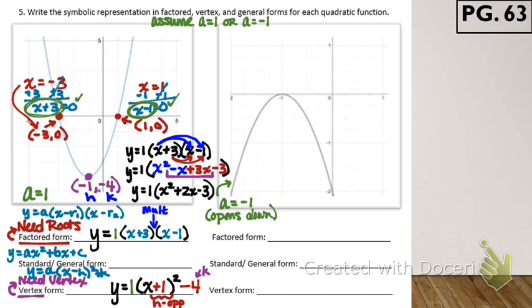And the last thing I would need to do here is to distribute this a value to everybody on the inside. But what happens if I distribute that 1 to everybody? Stays exactly the same. So my general form is y equals x squared plus 2x minus 3.